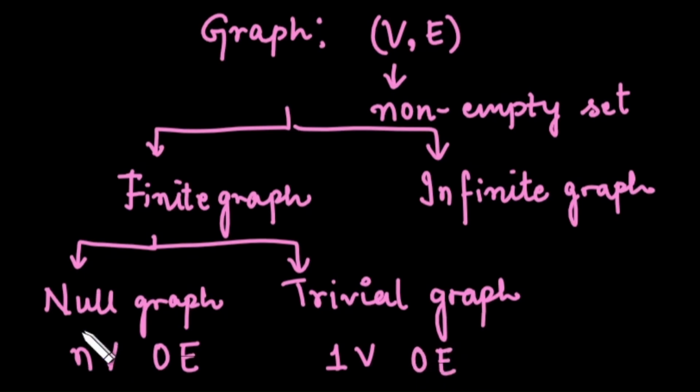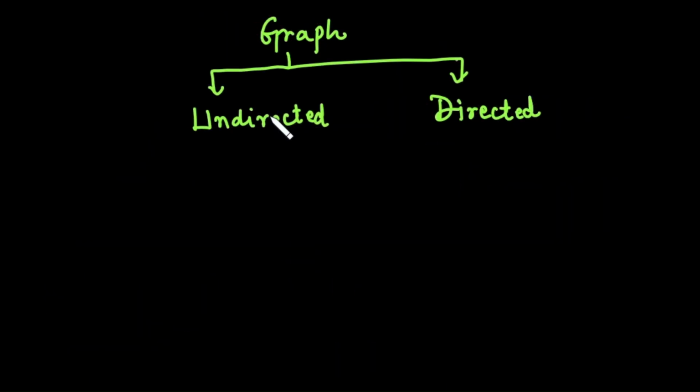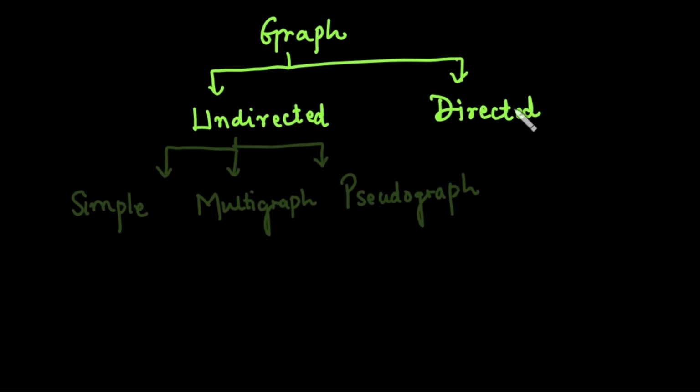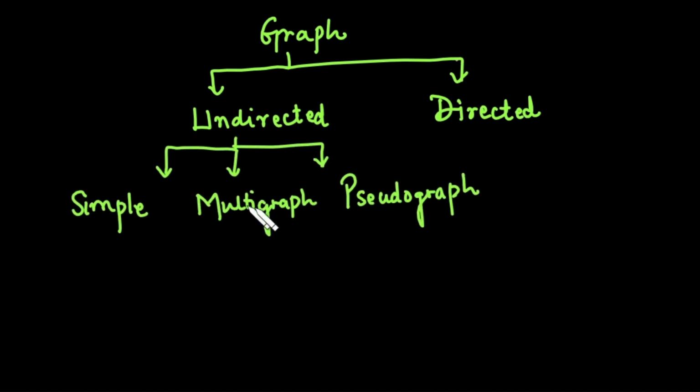If we have more than one vertex in the graph and there is no edge, that is categorized as a null graph, and if the total number of vertices in a graph is 1 and there is no edge, that is a trivial graph. Further, the graph is divided into two parts, undirected and directed. Further, an undirected graph is categorized into three parts: simple graph, multigraph and pseudograph.